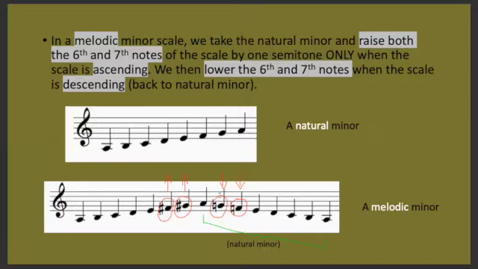Now when it has to go back down again, this is when we revert the raised notes back to their original. So if we just take a look at the second half of the scale, we notice that they are basically the notes of the natural minor. So you can remember it in two ways. You can remember a melodic minor scale is when you raise 6 and 7 going up and you lower them back down on the way down or descending. Or you could remember that you raise 6 and 7 on the way up and then on the way down it's the natural minor. Whatever is easiest for you.